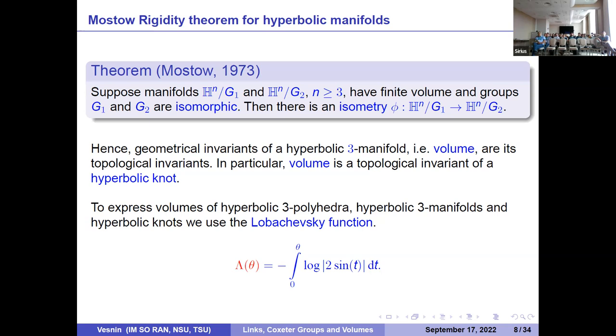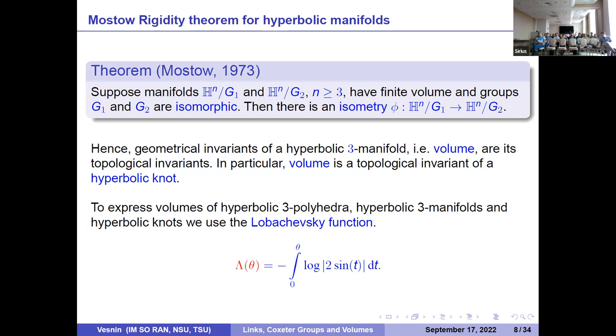And in our case, for knots, we can consider the volume of the knot complement with its hyperbolic structure, and this volume, just a number, will be an invariant of our knot in topology. So if you have two knots which are equivalent, and you consider their hyperbolic structures, you get the same volume.